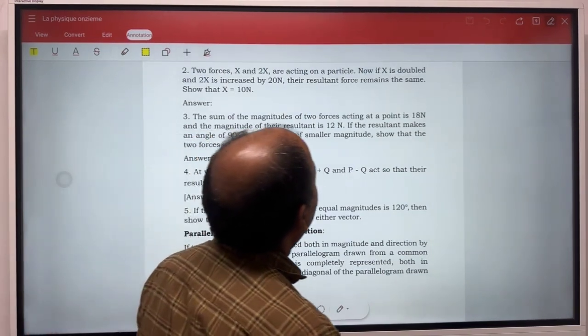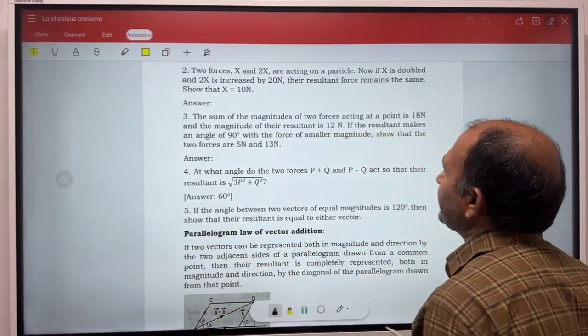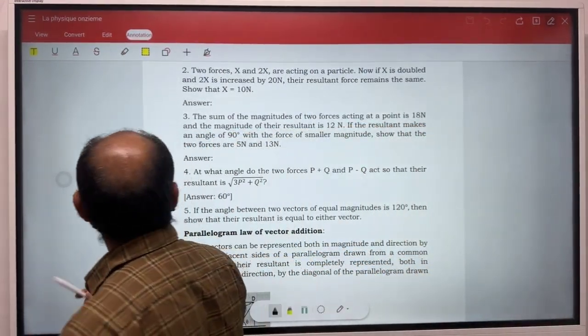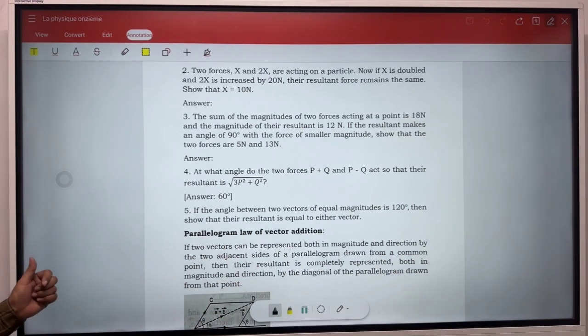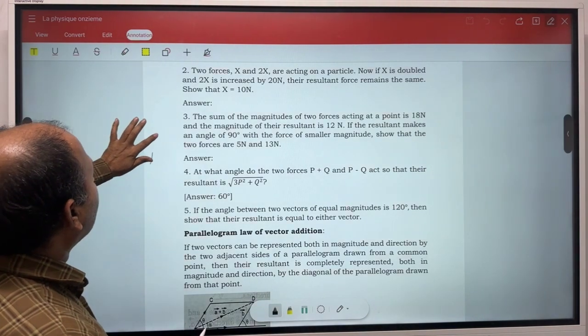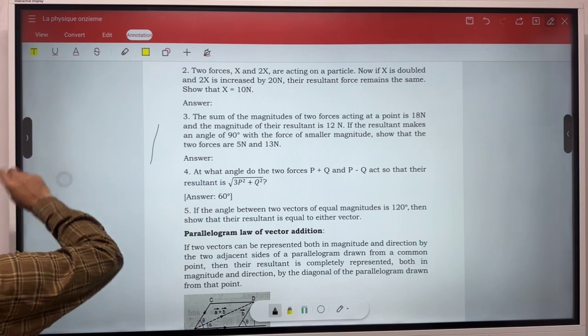In the previous lecture, we studied the basics of vectors and tried to find the resultant of two given vectors. Today again we will continue with that concept. So let's see this question.